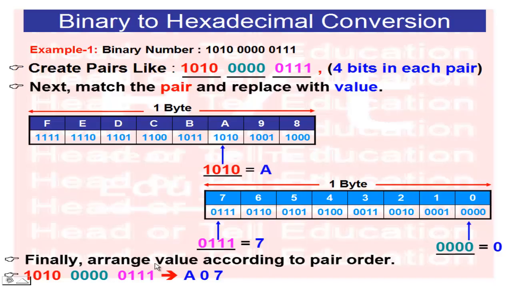Now finally, arrange the values according to pair order. The first pair is 1010, so this is A. Second is 0000, so this is 0, and third is 0111, so this is 7. So the binary value 101000000111 is equivalent to the hexadecimal value A07.